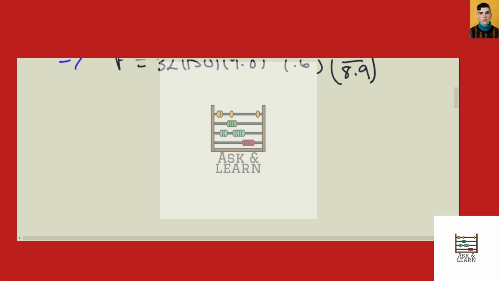So we have P, the power it takes to move somebody up the escalator, is 12.6 kilowatts.